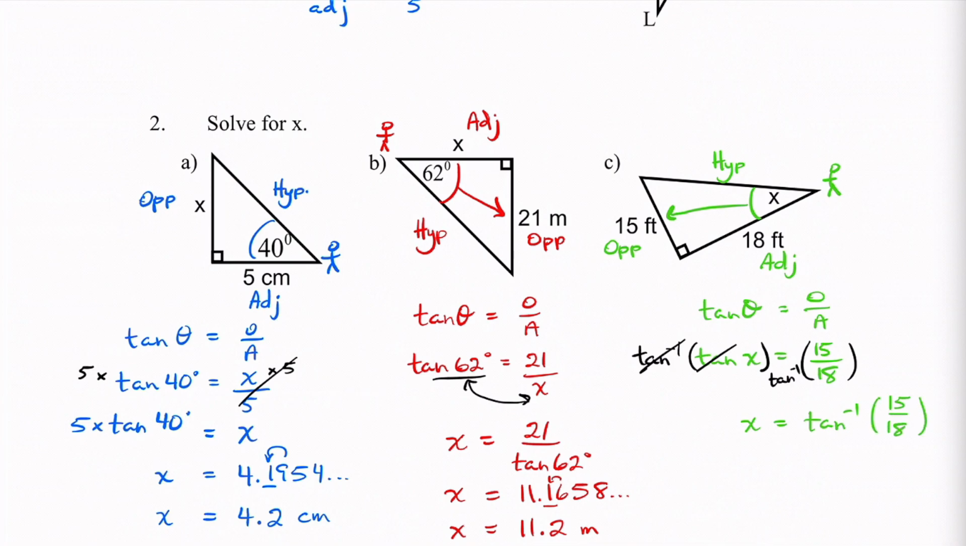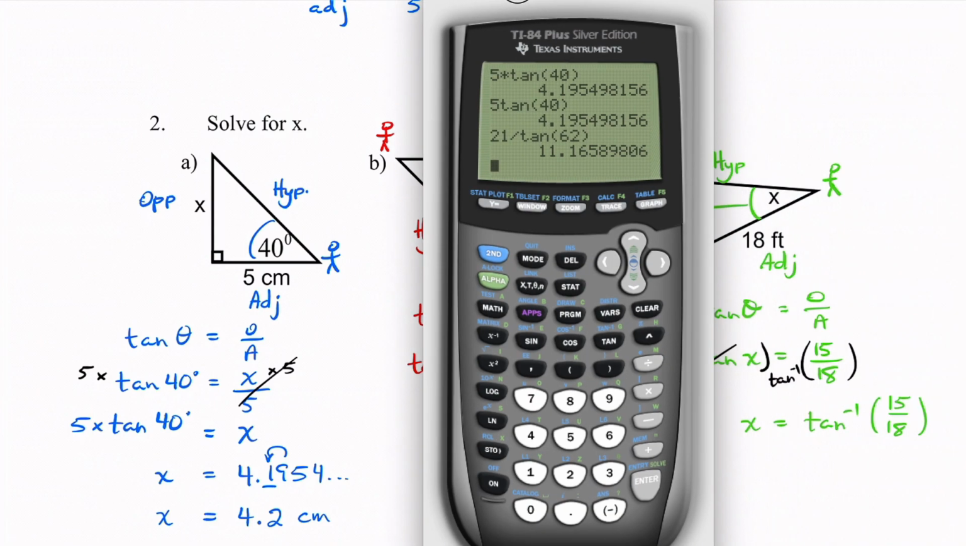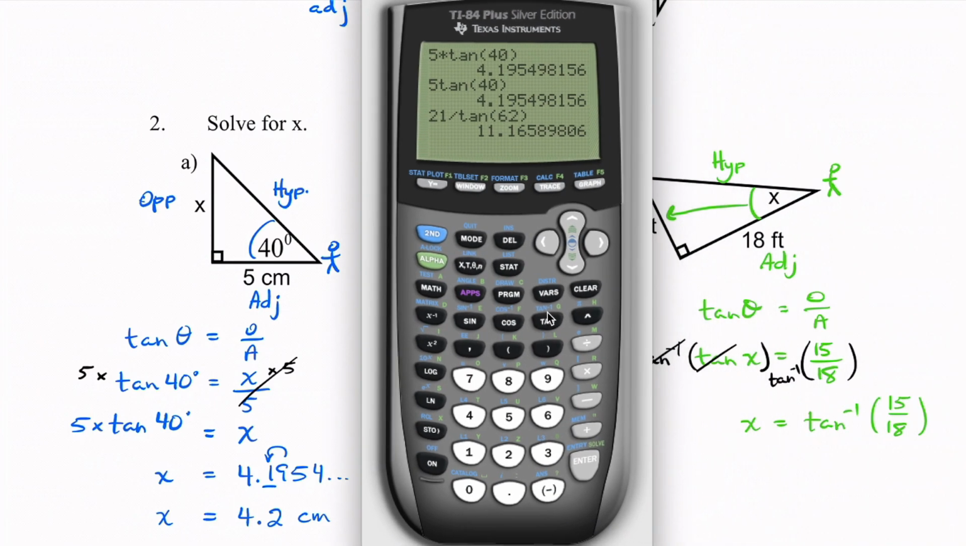Okay, and then I'll put that into my calculator. I'll show you how we can do that. So the tan inverse button is this blue one right here. To get to blue, I got to click second, tan, then I'll put in tan inverse, and then I just put in 15 divide by 18, and make sure you close your bracket. So I got 39.80.